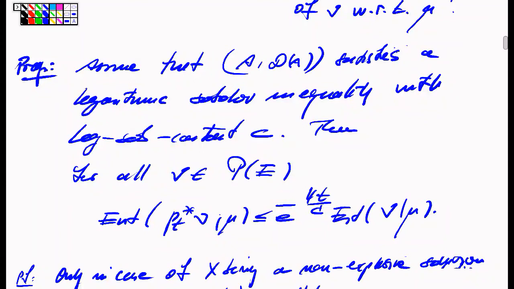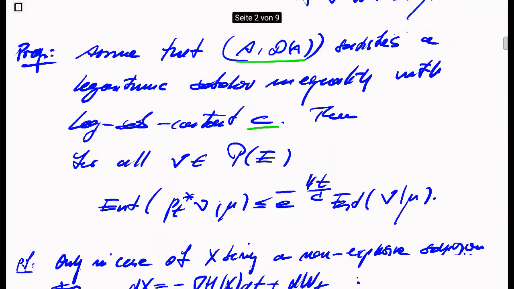Here's our first indication why we are interested in a logarithmic Sobolev inequality, which is a stronger form of a convergence statement for the semigroup acting not on functions, but in this case on measures. Namely, suppose we have a Markov process or Feller process with generator A that satisfies the logarithmic Sobolev inequality with a logarithmic Sobolev constant C.